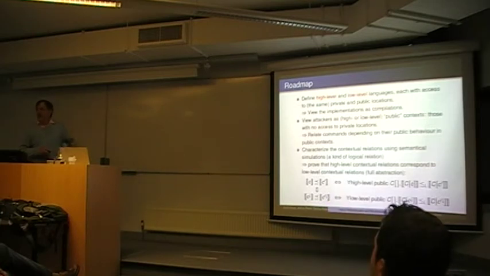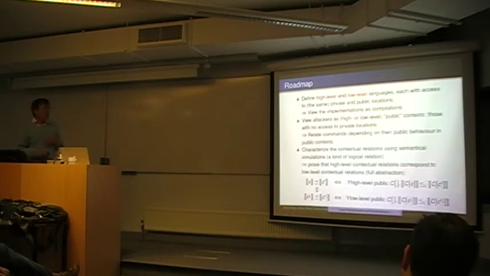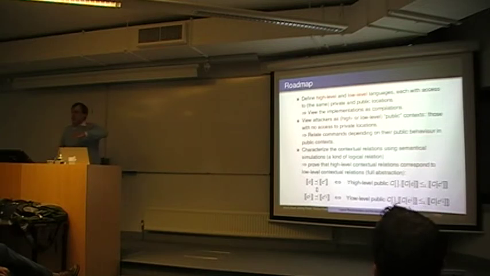So anyway, the idea is we define high level and low level languages. The high level has abstract locations, the low level has the physical memory. We're going to compile one into the other. And the locations themselves also have a high level and low level: the high level ones are the important ones, the private ones that we don't want to let anyone know the values of, and the low level ones are the public ones that we can let anyone know.